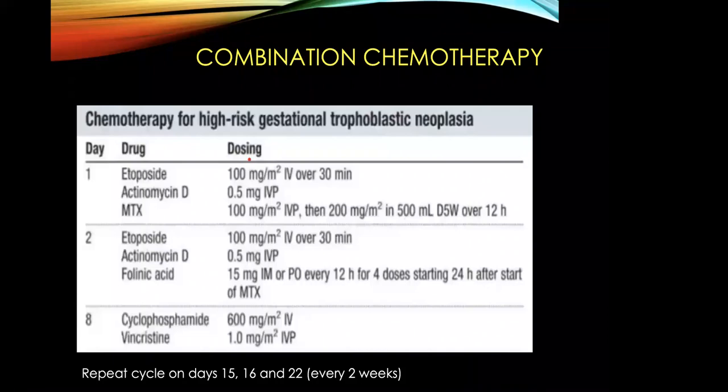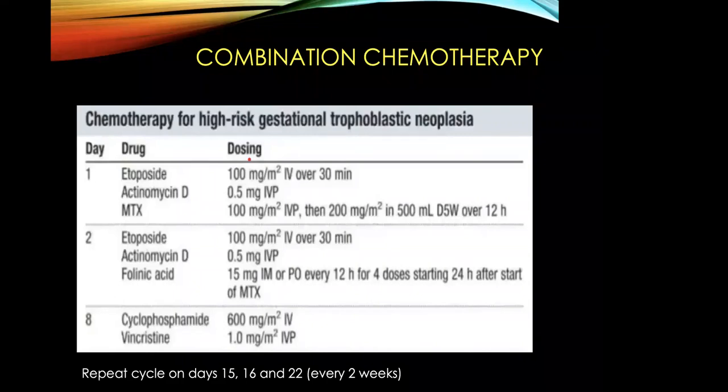The combination chemotherapy drugs are given on day 1, day 2, and day 3. They are given for high-risk gestational trophoblastic neoplasm. The drugs of choice are etoposide, actinomycin, and methotrexate. The dose has to be given over 30 minutes. They are mentioned here. And similarly, on day 2 also, you need to repeat. But here, instead of adding methotrexate, you will be giving folinic acid rescue.